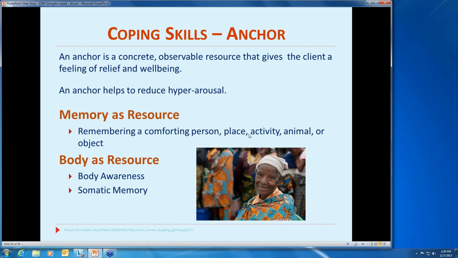So I use anchoring skills and anchoring techniques probably the most out of any other skill, especially when I'm first meeting with a client and they obviously are experiencing hyperarousal or they're being triggered by something. So for memory as a resource, you just have them remember a comforting person, a place, an activity, an animal, an object, or just an event, a positive memory, and describe it in detail. And then that ties into body as a resource. So what were they feeling in that time? What were they smelling? There's one client who likes to talk about time she spent at a friend's house, and they would make tea and she could hear the kettle boiling, and just go into lots and lots of detail and focus on all of these details of this good memory, instead of the trigger that's creating the hyperarousal.